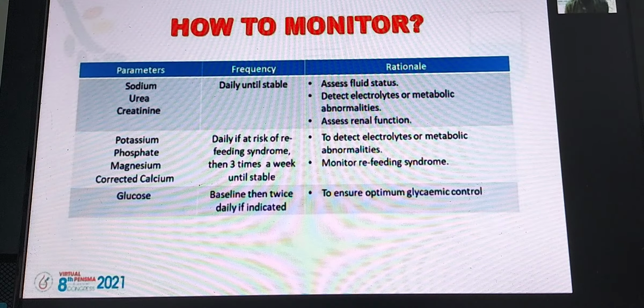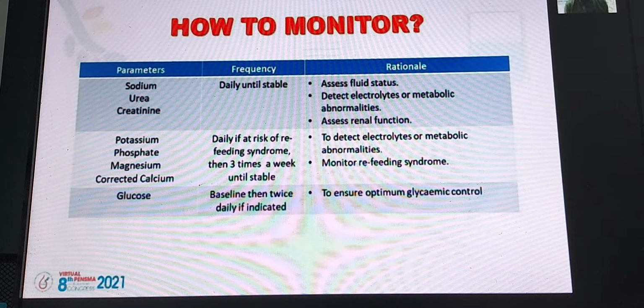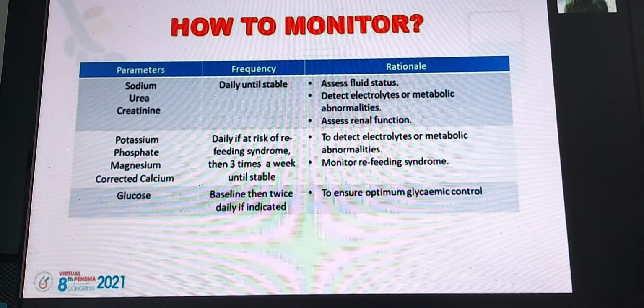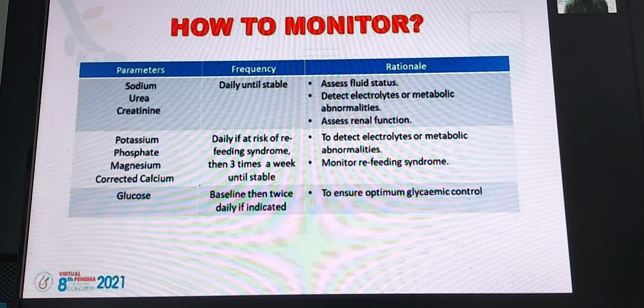Alright, so now we go to the biochemistry monitoring. There are a few electrolytes, trace elements and vitamins that we need to monitor. For example, we need to monitor sodium, urea, and creatinine daily until the level becomes very stable. The idea is to assess the fluid status of the patient, to detect electrolyte and metabolic abnormalities early, to correct them as soon as possible, and to assess the renal function.